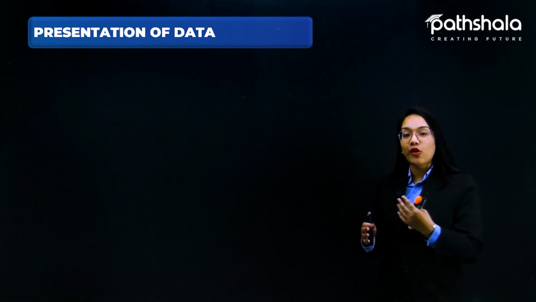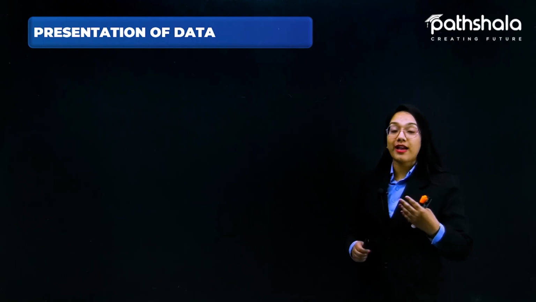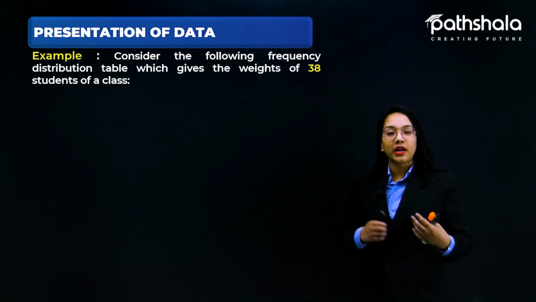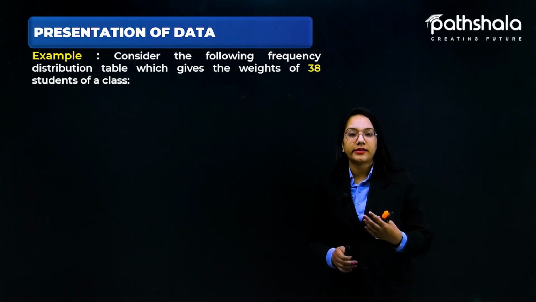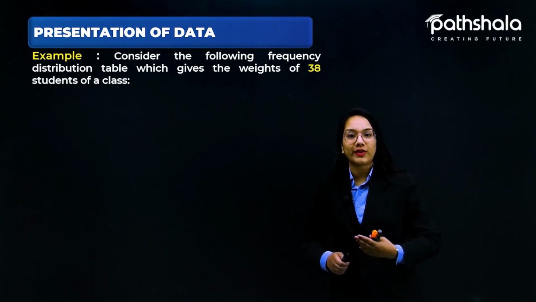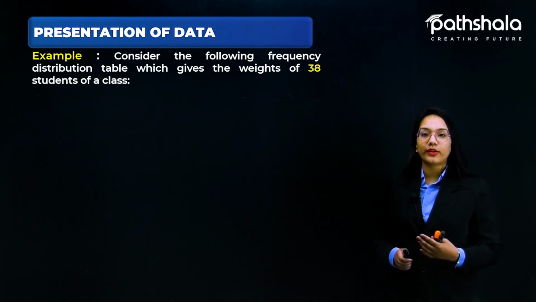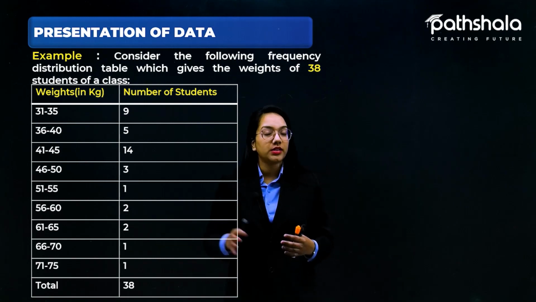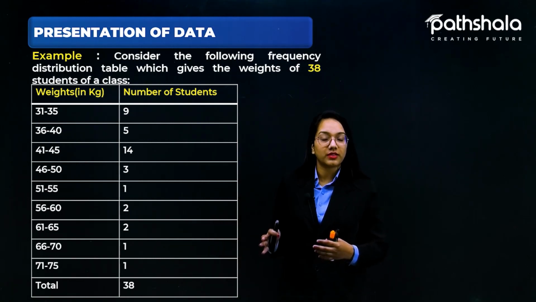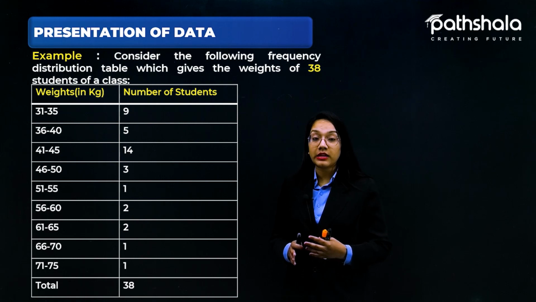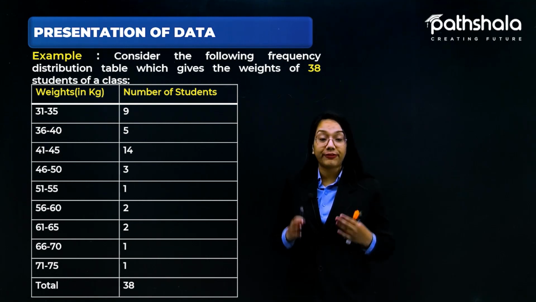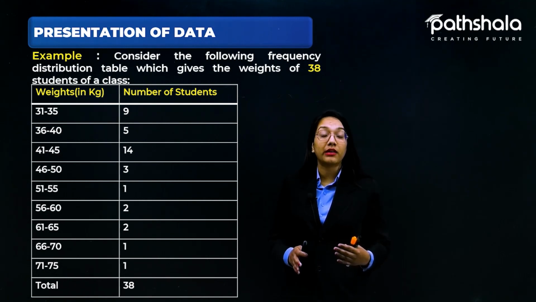So that's why I'm moving on to an example in which I am creating overlapping intervals. Let us suppose I'm taking another example, which involves the following frequency distribution table, which gives us the weight of the 38 students of a class. This is the table which is given to us in the question. As you can see, the intervals 31 to 35, 36 to 40, 41 to 45 are definitely non-overlapping intervals.